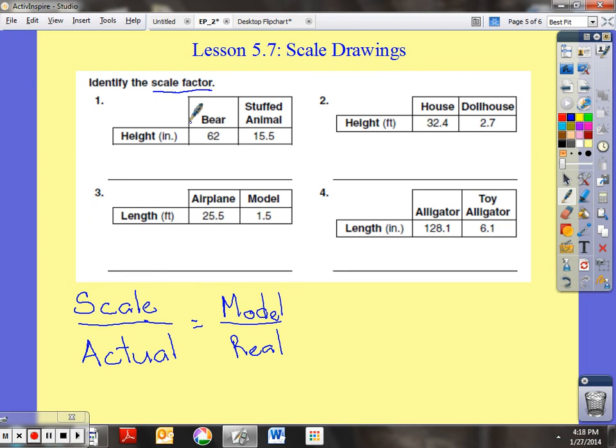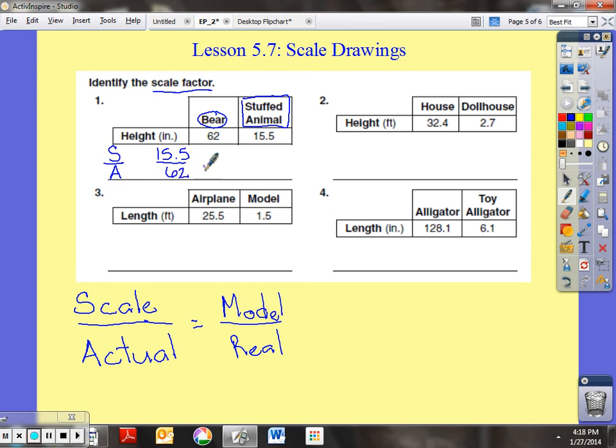When I go up here to number 1, we have a bear and a stuffed animal. Obviously, I think we all know which one's the scale, either the smaller version or the larger. Sometimes you make a larger version of a cell. You've been doing it in science, analyzing cells. We're not going to make a cell the same size or smaller, we actually make it larger so we can see the details more vividly. In this case, we have the stuffed animal, our scale model, over our actual, which is the real bear. So I'm going to put on top 15 and 5/10 over 62.